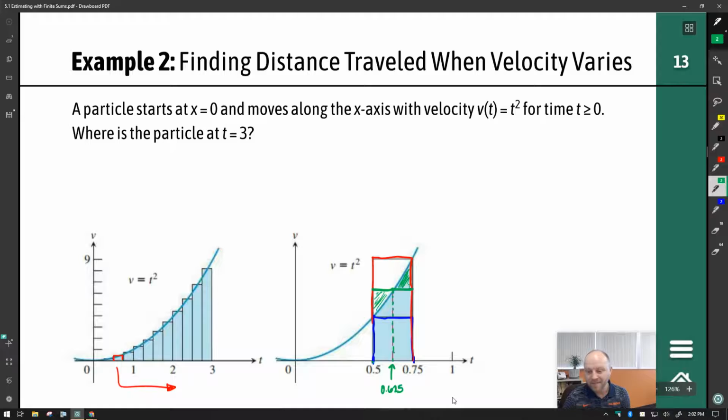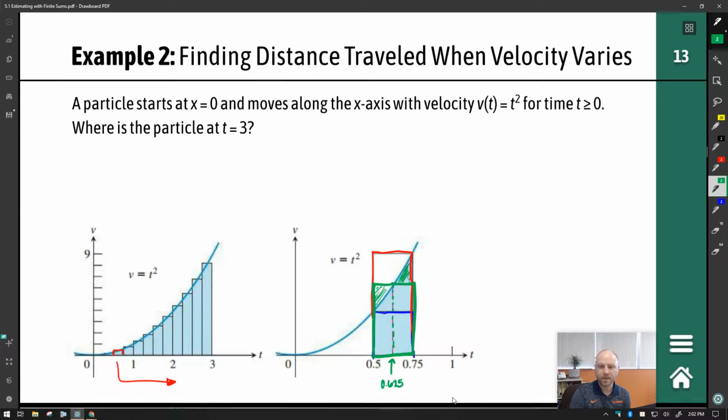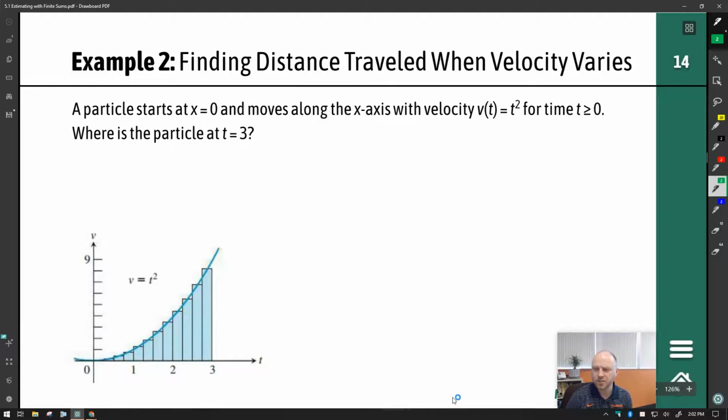And then the base of this rectangle from 0.5 to 0.75 is 0.25, or about 1/4. And then here in green is what we're going to use as the area. So let's get a new screen here and we can kind of start to put these together. And I'm going to create a table to start to organize our math and our areas. So let's do subintervals and at least do the first 4.